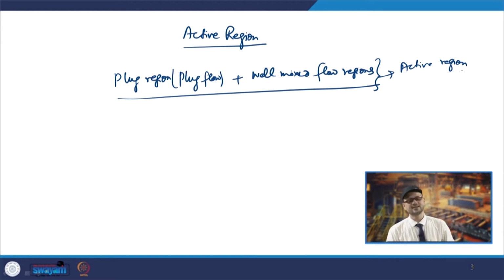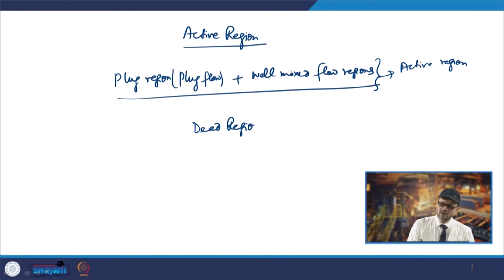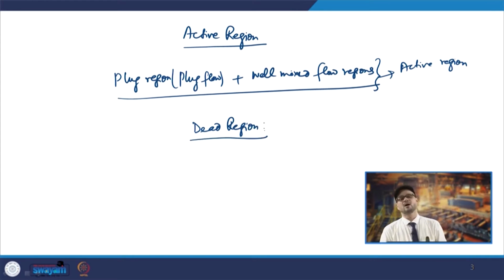So, as we see, you will have this plug region and the well mixed flow region, and the plug flow zone will be related to the time at which the tracer first appears. Then you will have the peak, which will be the inverse of the well mixed volume. That way you have the representation of the plug flow as well as the well mixed flow. Apart from these two regions you will have the dead regions.